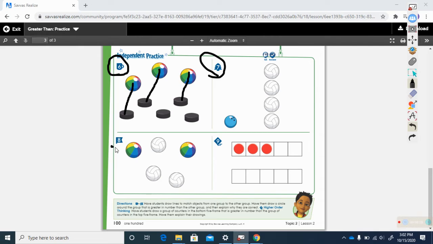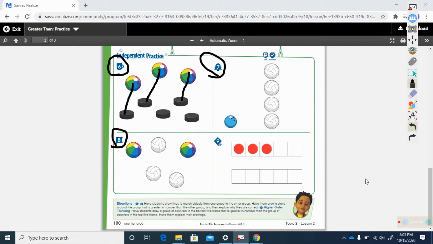Okay, number 8. Do you think you know what to do on this one? Can you remember what we've been doing on the other ones? We've been drawing lines to match them up. Go ahead and draw your lines to match up the beach balls to the volleyballs. Look and see which group has more. Which group is greater? Go ahead and circle that group that is greater.